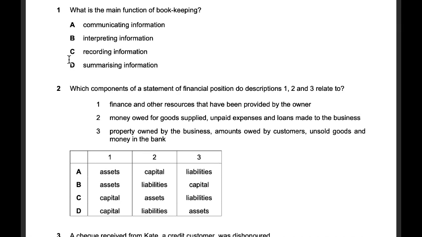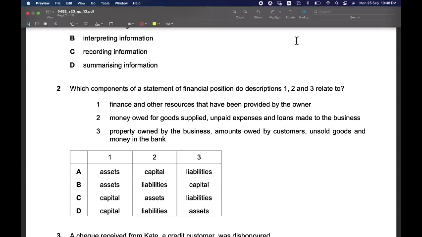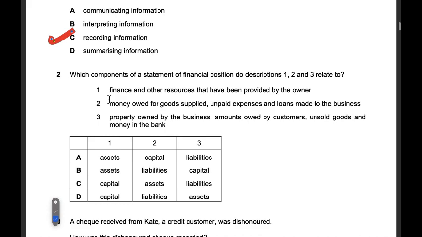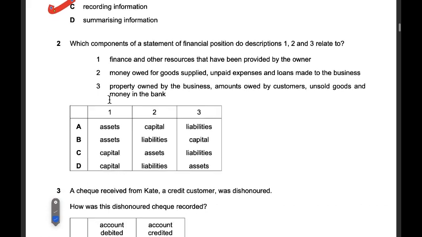A. Communicating information. B. Interpreting information. C. Recording information. D. Summarizing information. The usual answer in such scenarios is C, recording information, because bookkeeping records information which is used by accounting to prepare financial statements. Hope you got that.